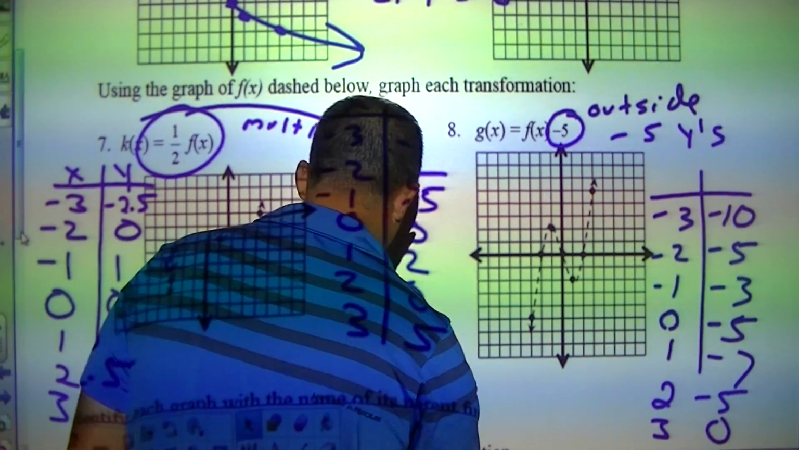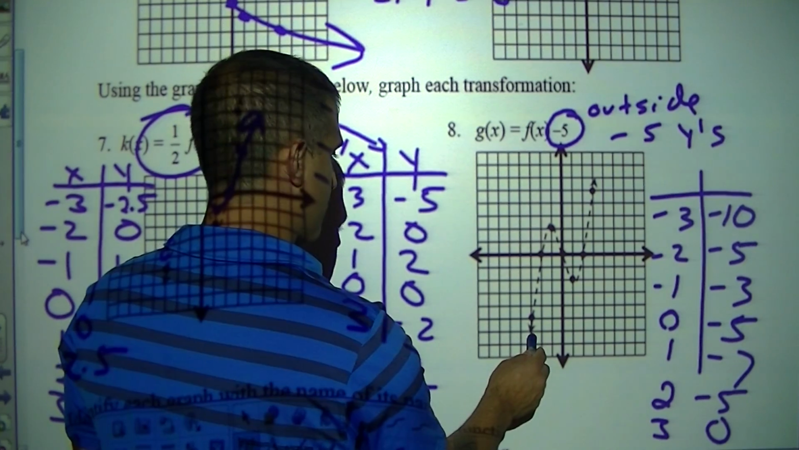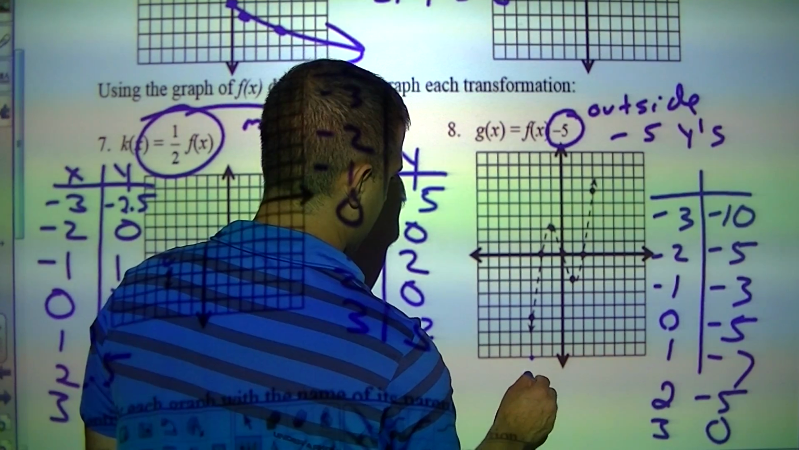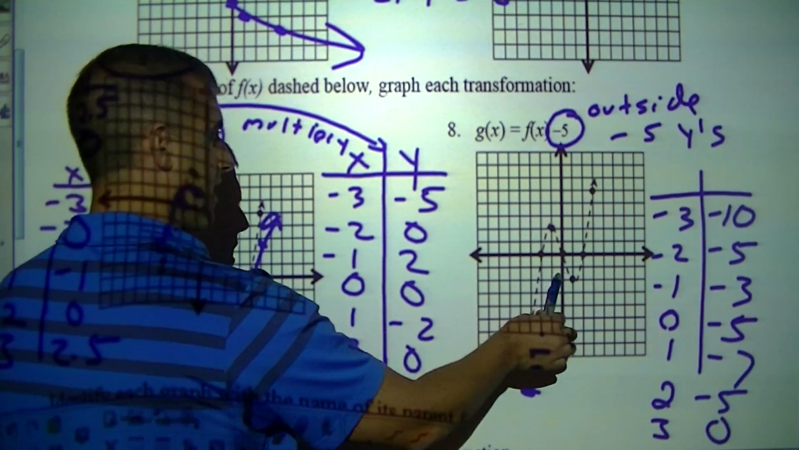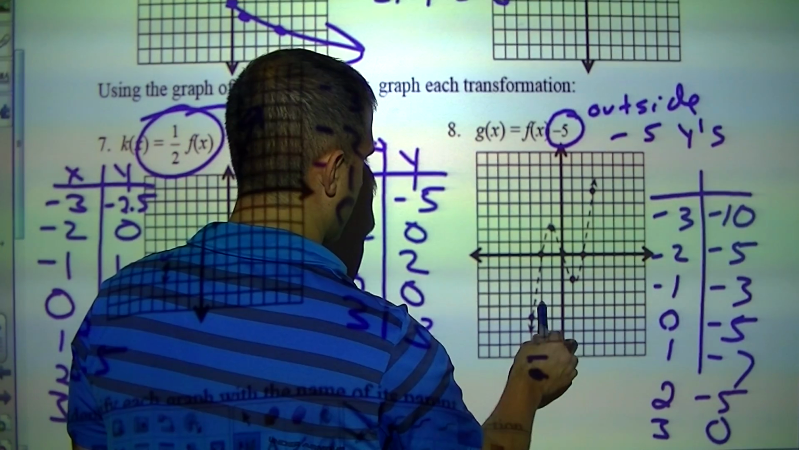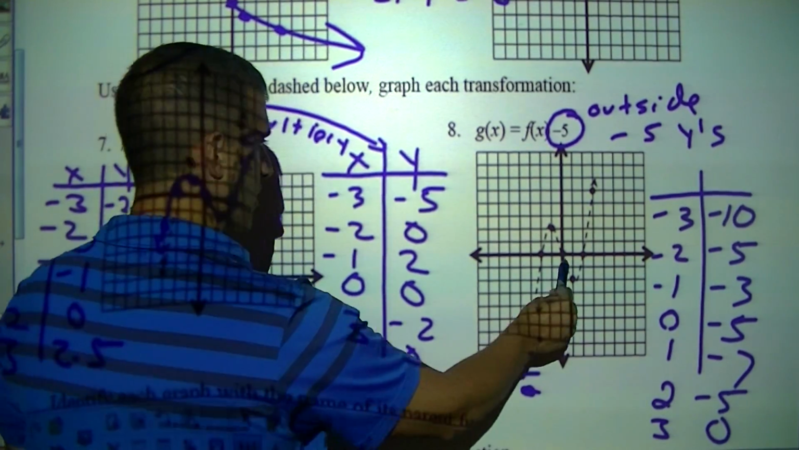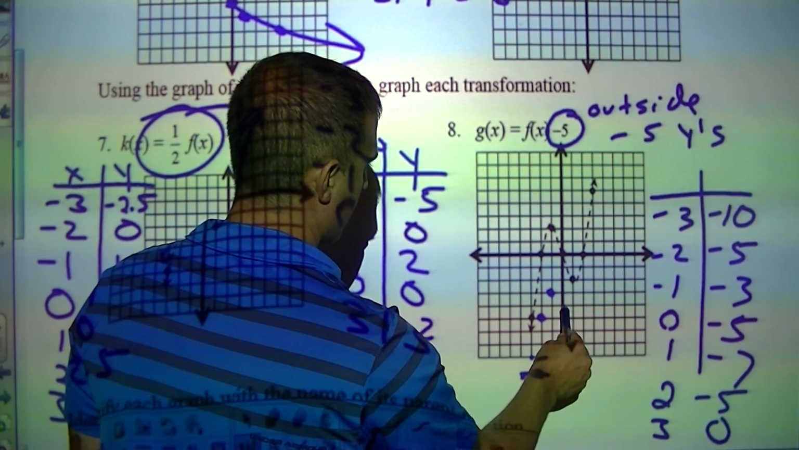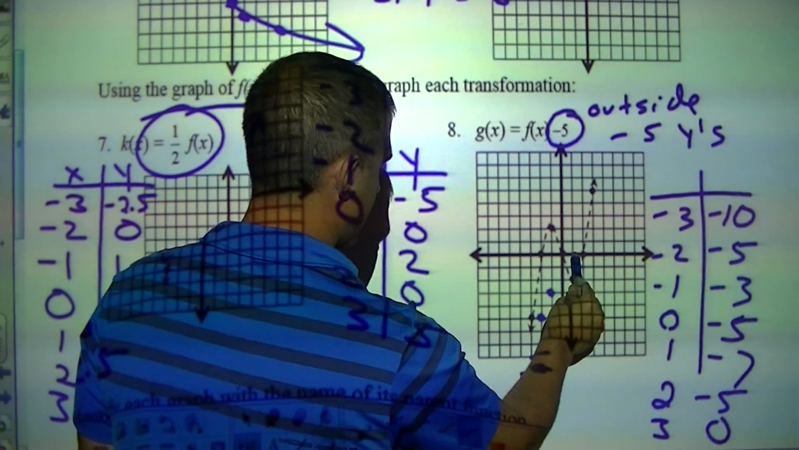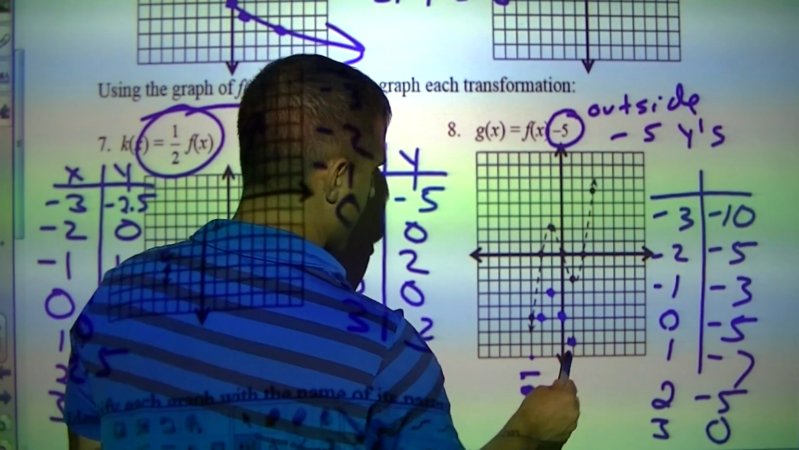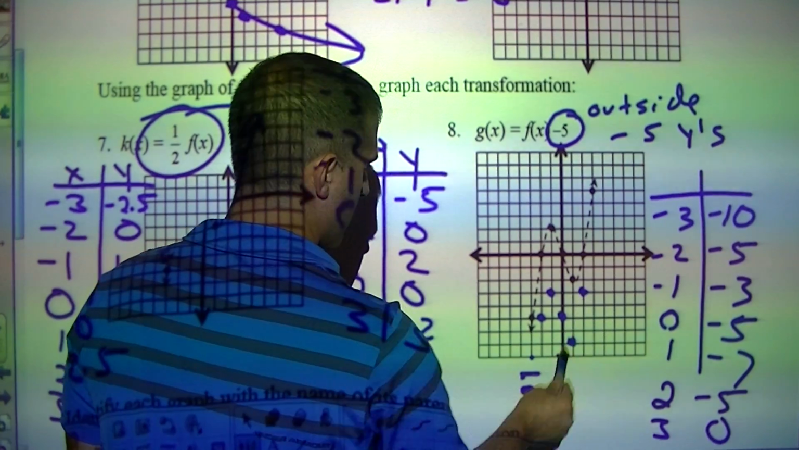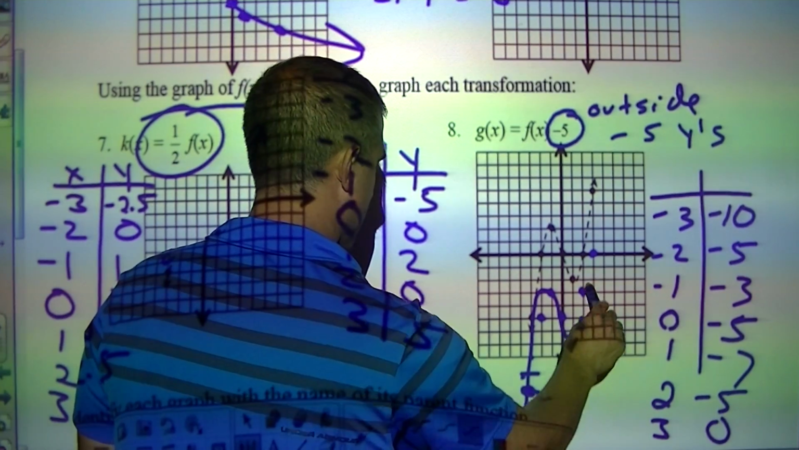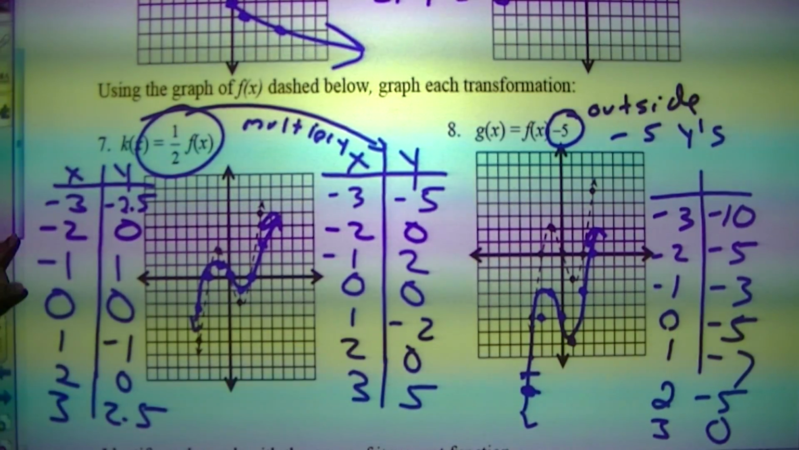So I just go ahead and graph those points. -3, -10 would be 1, 2, 3, 4, 5, 6, 7, 8, 9 and 10. -2, -5. So -2, 1, 2, 3, 4, and 5. -1, -3, 1, 2, and 3. 0 and -5, 1, 2, 3, 4, and 5. 1 and -7, probably down about here. 2 and -5 would be about here. And 3 and 0 would be about here. So here's what my graph looks like. It goes like this. All I did was shift it down.